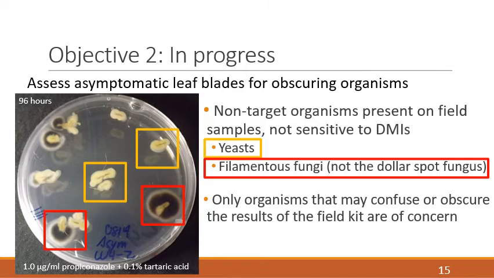Filamentous fungi and yeasts that were able to grow on the discriminatory medium within 96 hours and resemble or obscure the fungal growth of the dollar spot fungus were of particular concern. Such fungi may affect the interpretation of the results of the field assay and will need to be isolated, identified, and inhibited before future distributions.